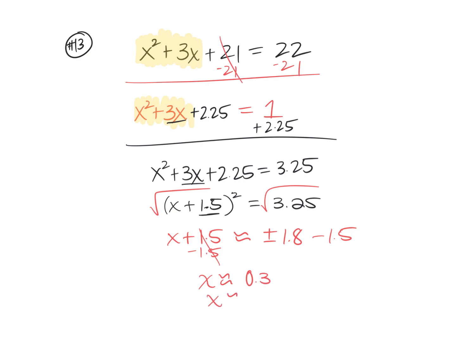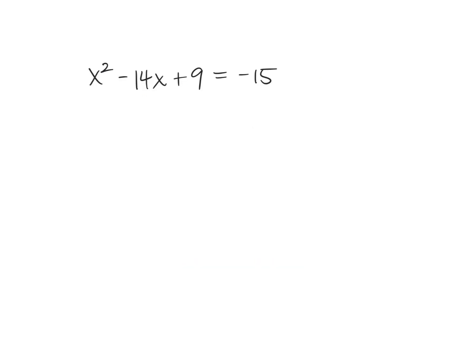And then my other answer, if I do negative 1.8 minus 1.5, it is negative 3.3. Actually, I had that one right. I had the other one wrong on my answer key. All right, so there are your 2 solutions.